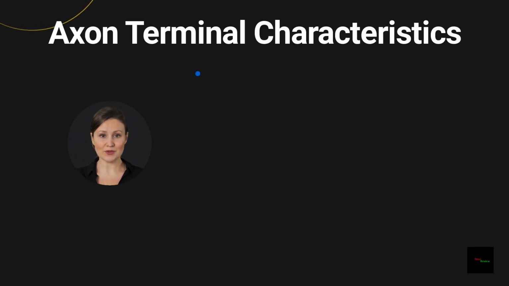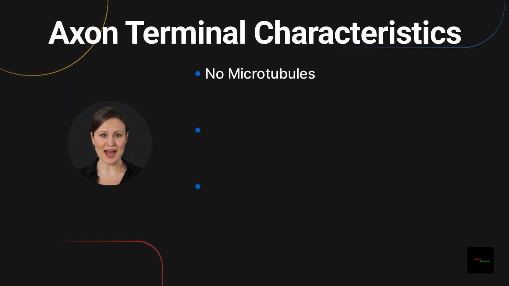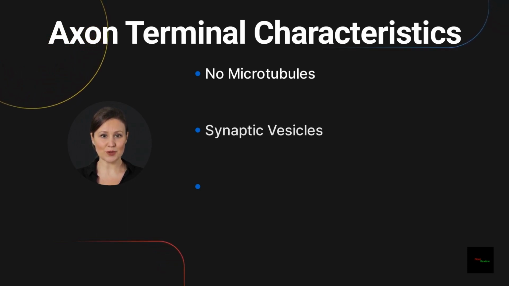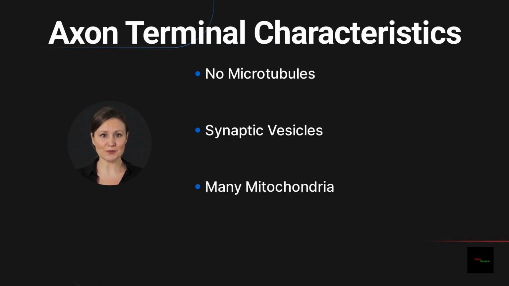The axon terminal has a few characteristics of note. Microtubules do not extend into the terminal, and the terminal contains many small membrane bubbles, called synaptic vesicles. The inside surface of the membrane that faces the synapse has a dense covering of proteins, and the axon terminal contains many mitochondria, which indicate a high demand for energy.